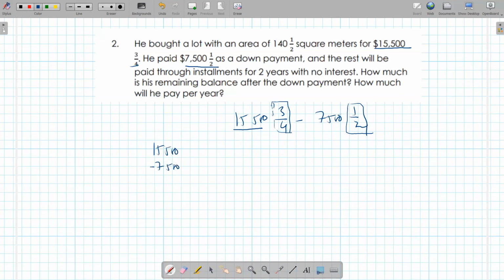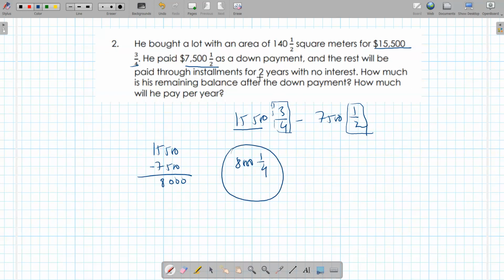0 minus 0, 0. 0 minus 0, 0. 5 minus 5, 0. 5 minus 7, not possible. So this is going to become 15 minus 7, this is 8. So this minus this is 8,000. What is 3/4 minus a half? 1/4. Yes, perfect. So this is the balance remaining after the down payment.